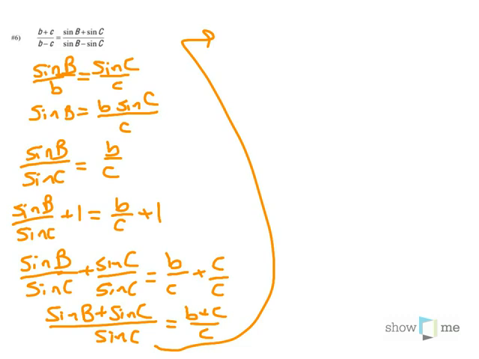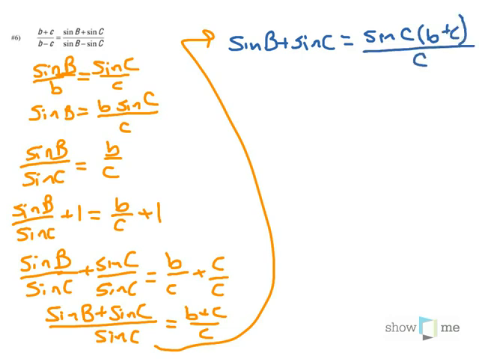So to do that, I'm going to multiply both sides by sine of c, and multiply both sides by this right here. On the left, your sine of c's cancel. So you get sine of b plus sine of c. On the right, since you're multiplying by sine of c, you get sine of c times b plus c over c. Multiplied both sides by sine of c there. Then I want to get my b plus c on the left. Right now it's being multiplied. The opposite of multiplying is dividing. So if I divide both sides by b plus c, I get this.